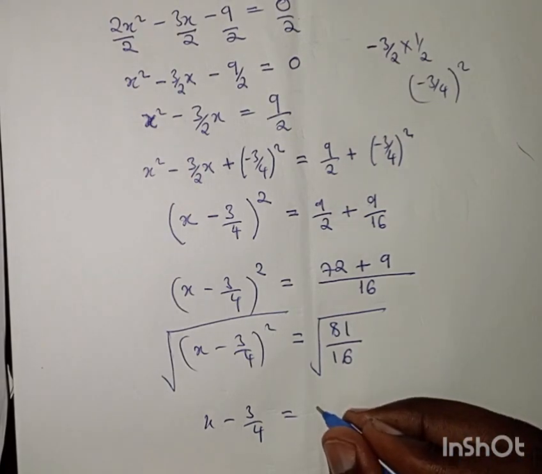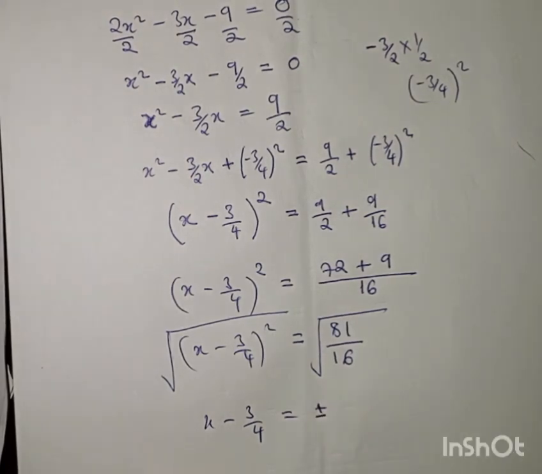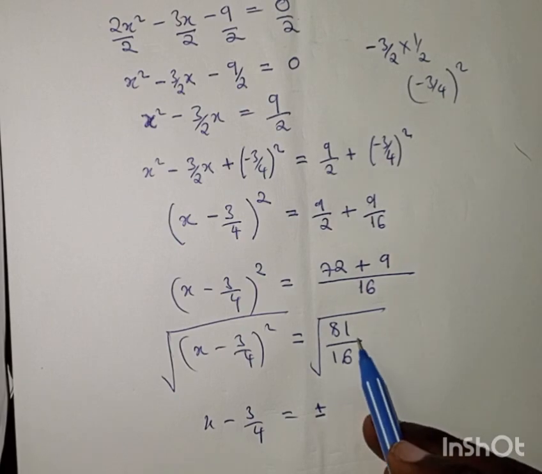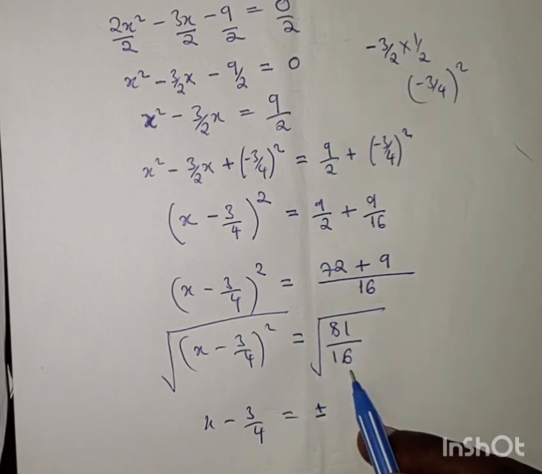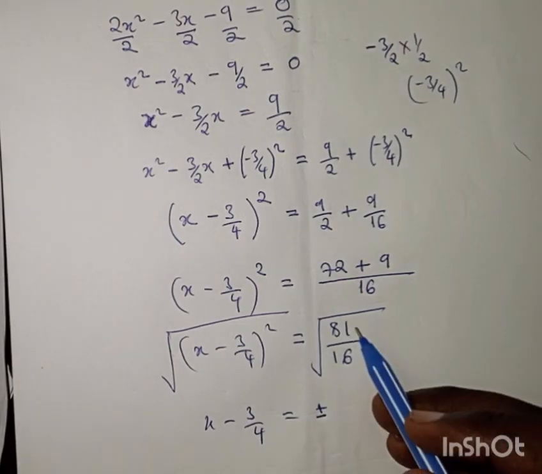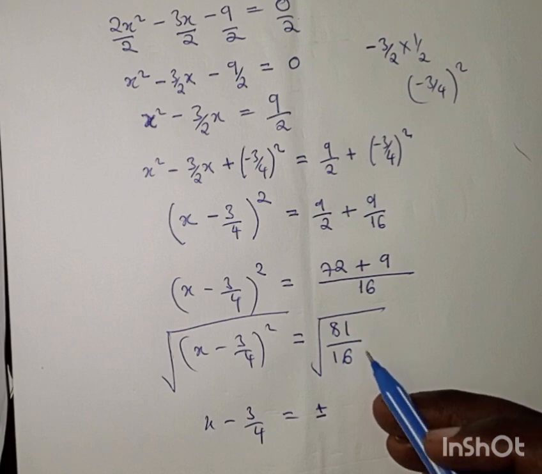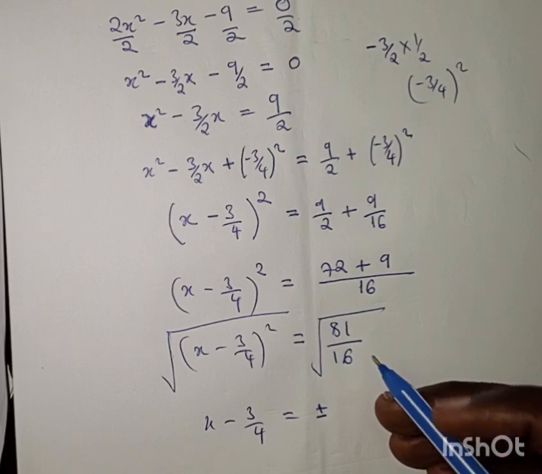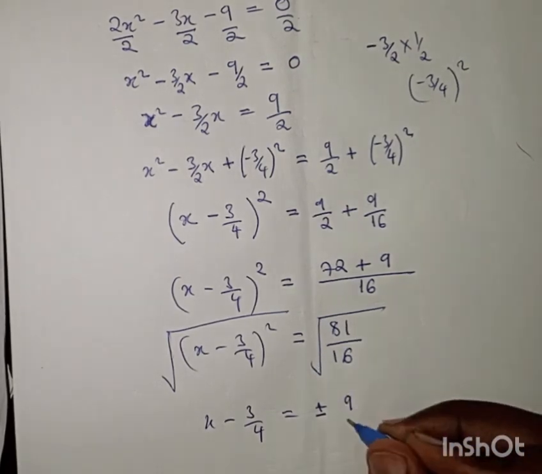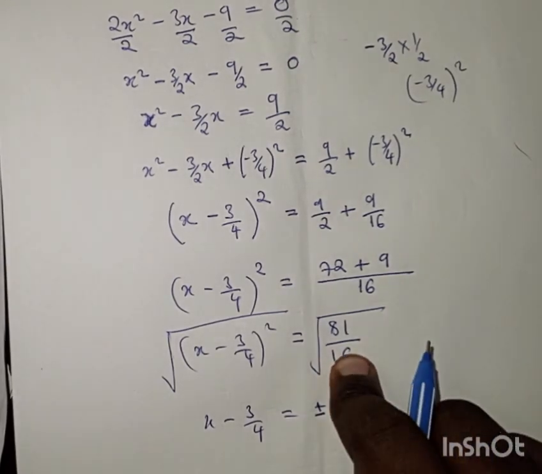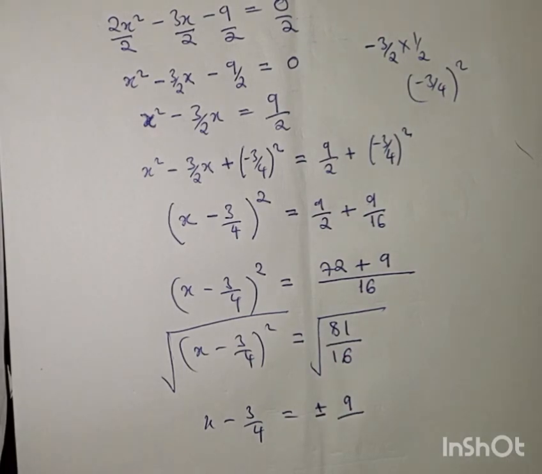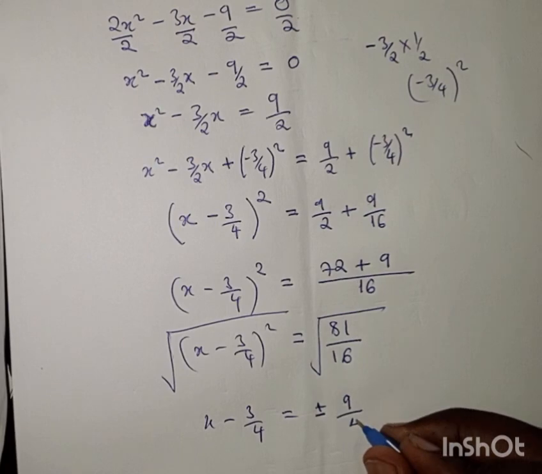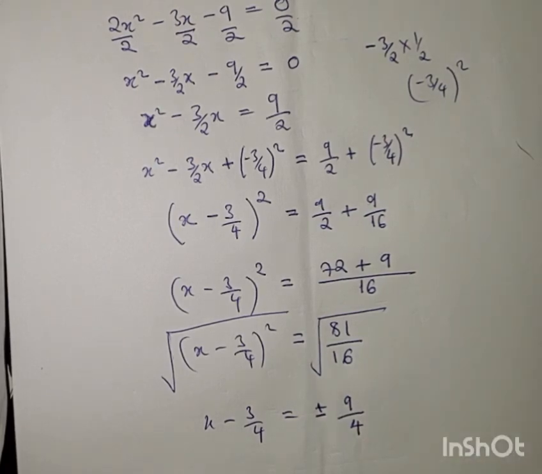Okay, so here we have plus or minus the square root of 81 over 16. What is the square root of 81? Square root of 81? Yes, it's 9. So we have 9 over the square root of 16. Yes, the square root of 16 is 4. So we have 4. Okay.